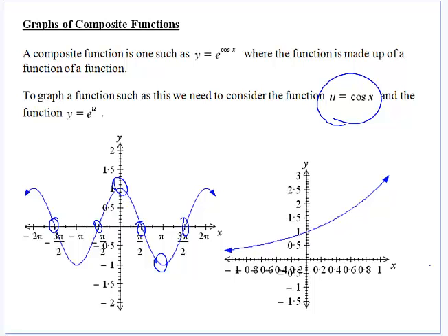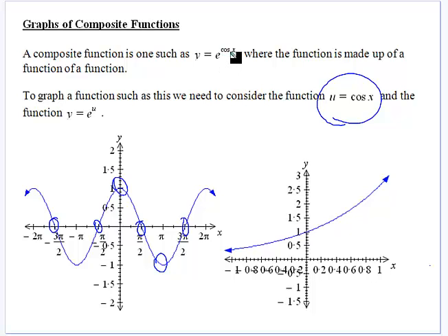Now we want to look at graphs of composite functions. We've been looking at some of these in class and through some of our examples and past exam questions. So what's a composite function? Well, basically it's a situation where we have a function that is a function of a function.